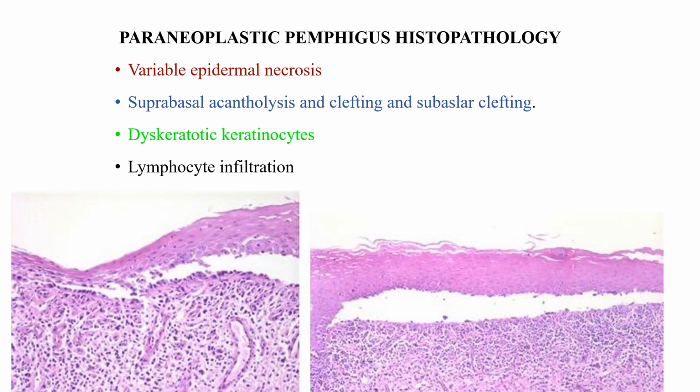Moving on to the histopathological features of paraneoplastic pemphigus, this has a few unique features compared to pemphigus, that is presence of epidermal necrosis, and also cleft formation both suprabasally as well as subbasilar clefting. The reason for this I'll explain in the further slides. And then we also have the presence of dyskeratotic features all over the epithelium, and a predominant amount of lymphocytic infiltration could also be one more characteristic feature of this paraneoplastic pemphigus.